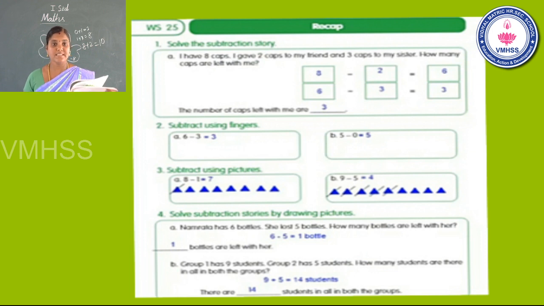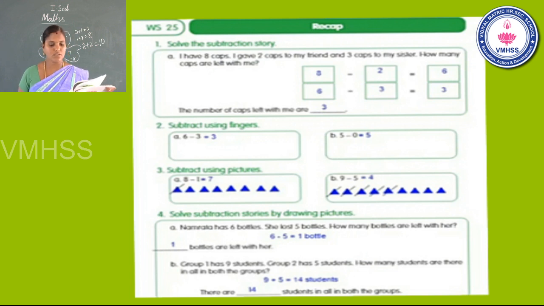Next one, 3. Subtract using pictures. 8 minus 1. First draw the 8 pictures, triangles. 1, 2, 3, 4, 5, 6, 7, 8 triangles. Now cut the smaller number, 1. So cut one triangle. Remaining 7. We get the answer 7.